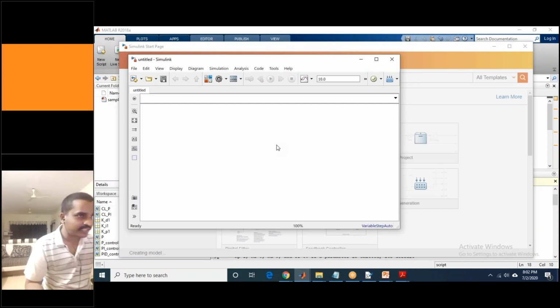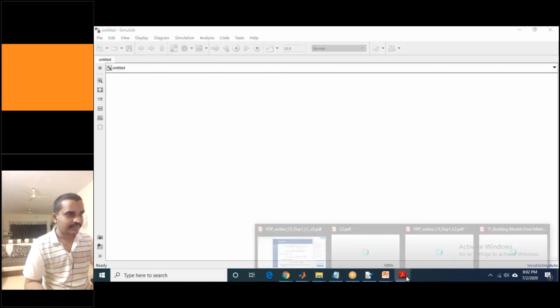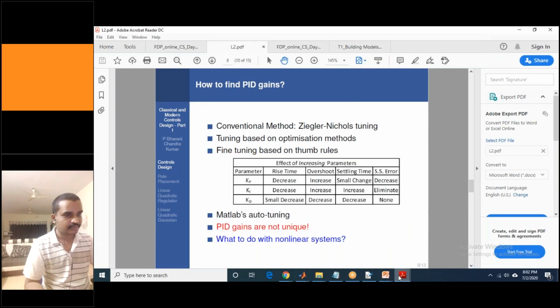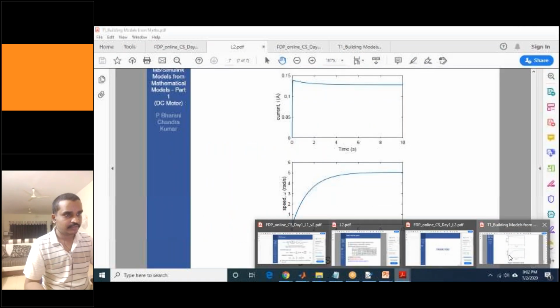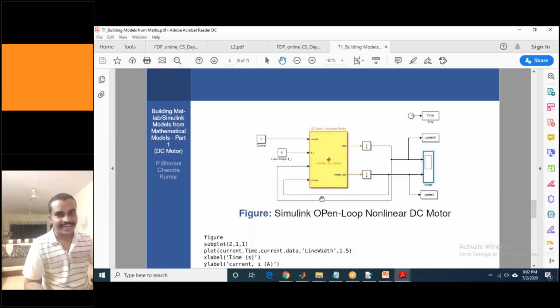Because lots of applications are running, my system is a bit slow. So this creates the new untitled model. So what are the things required? If you see from this particular diagram, I need the embedded function block. I need two integrators. I need a scope. I need two workspace blocks to save the variables, time, and two constants. How to select those, I will tell you now in a minute.